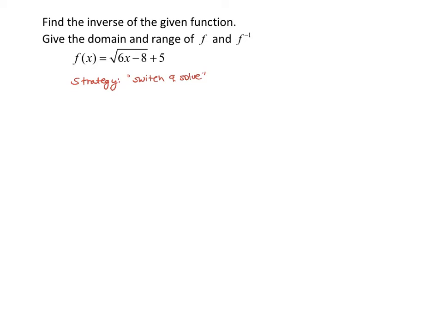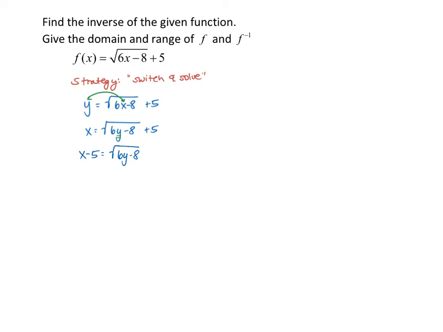So I'm going to start by writing my function as y equals the square root of 6x minus 8 plus 5. So the switch part of switch and solve is that we're going to take the x and the y and switch them in our function. So I'll now have x equals the square root of 6y minus 8 plus 5. So now we need to solve for y, getting y on one side by itself. We can begin by subtracting 5 on both sides. So x minus 5 is equal to the square root of 6y minus 8.